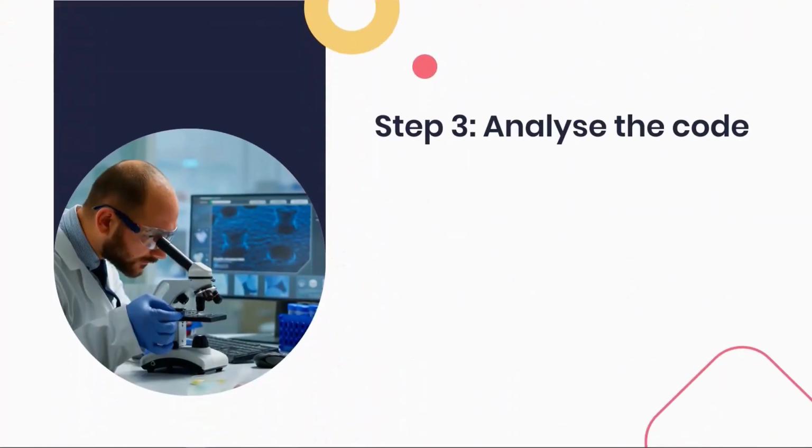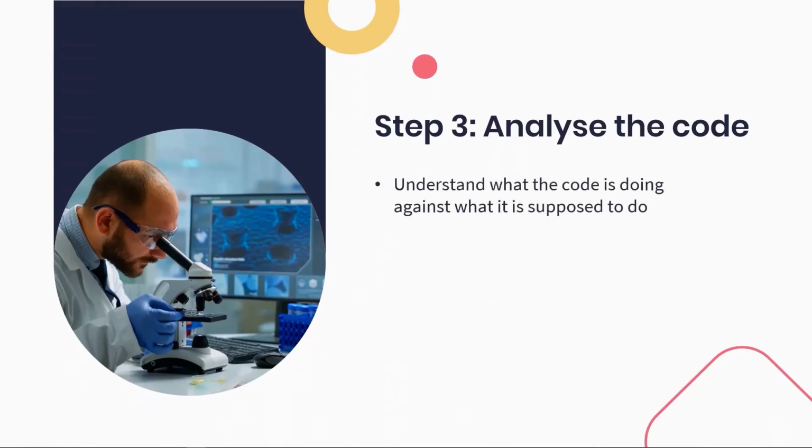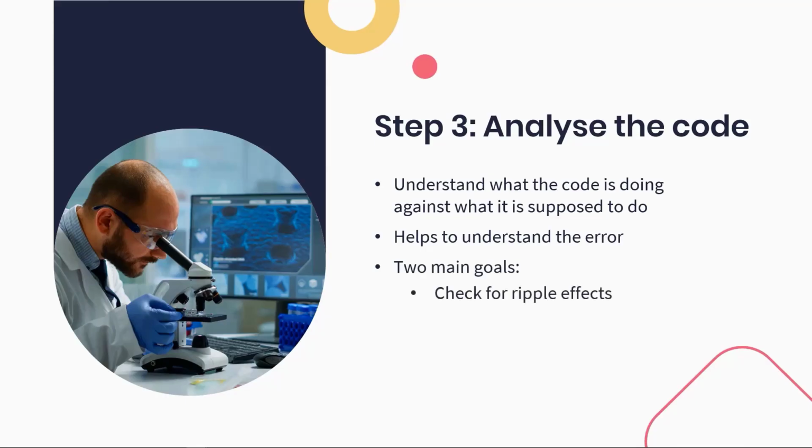In the third step, the code is analyzed to understand what exactly it is doing against what it is supposed to do. This helps the developers understand the error. There are two main goals in the analysis stage. Checking if the error does not cause a ripple effect, essentially checking if a bug doesn't affect any other parts of the program. The second part addresses the risks of incurring any collateral damage in fixing the bug.